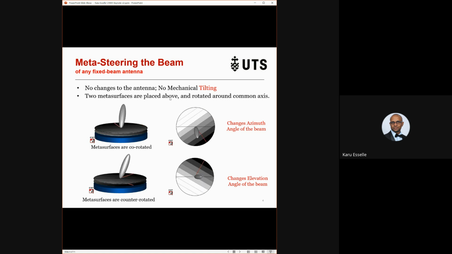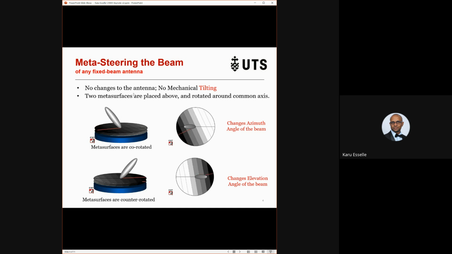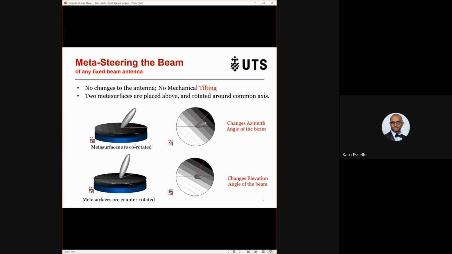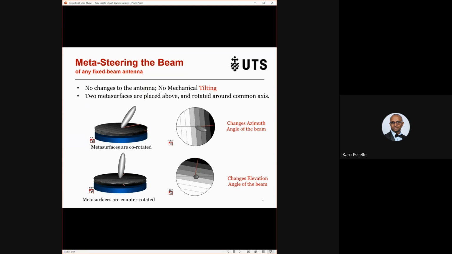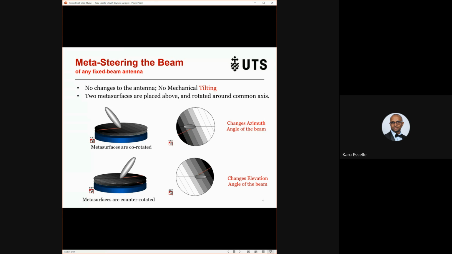So you can see that there are no changes to the antenna. The antenna is fixed. Antenna interface, RF connections are fixed. You don't have to remove the antenna. In fact, you don't have to even touch the antenna. You can just leave it alone, and you can retrofit these metasurfaces and the rotation system.